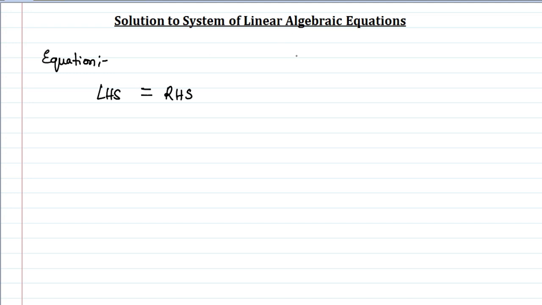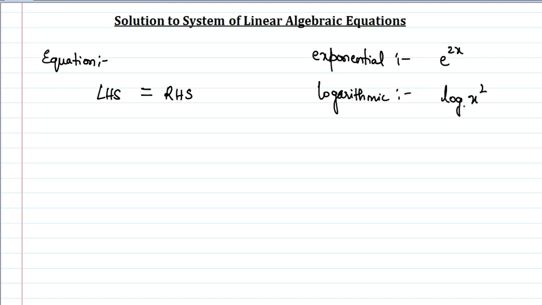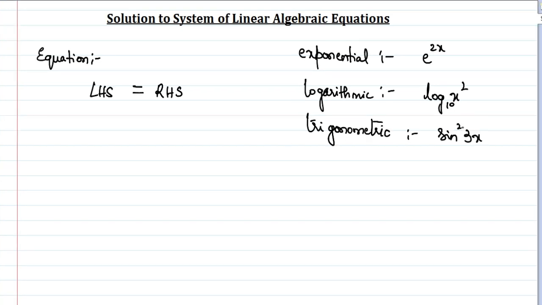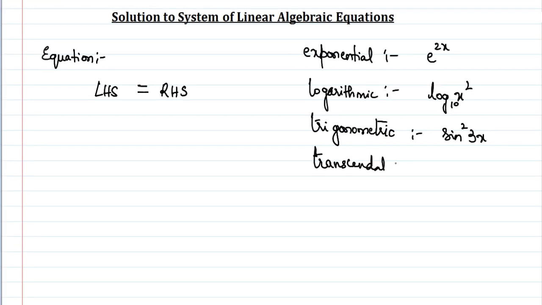Then we have various types of equations. We have exponential equations which have terms like e power 2x, etc. And we have logarithmic equations which have log terms in them, say log x square to the base 10. Or we might have trigonometric equations, which are those which have trigonometric functions in them. And then we have transcendental equations which have one or more of these terms.